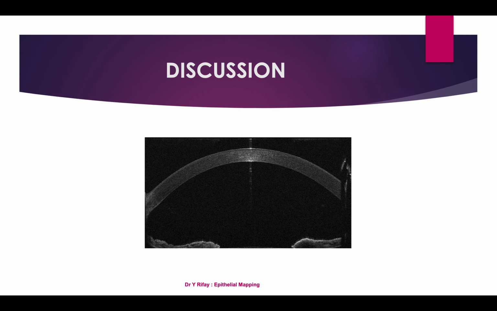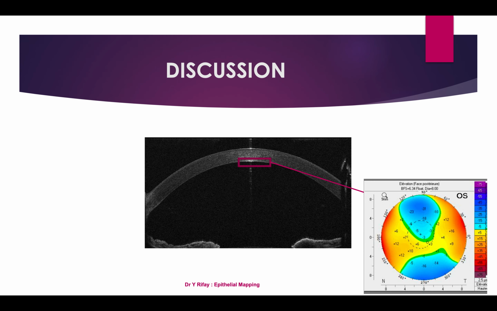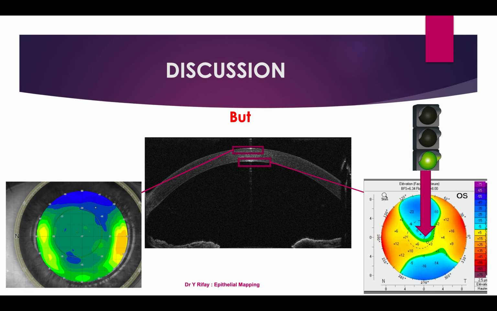In this keratoconic cornea, you can have a posterior elevation that is normal. This is a real case. You have a normal posterior elevation, but you have an abnormality and a thinning in the epithelial mapping. Why?